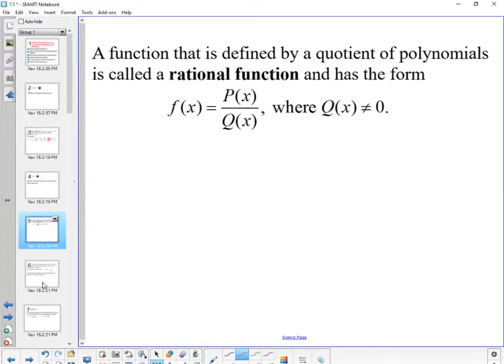Is that equation a rational function? This is a rational function. It's just in very general terms. You got some polynomial over another polynomial.